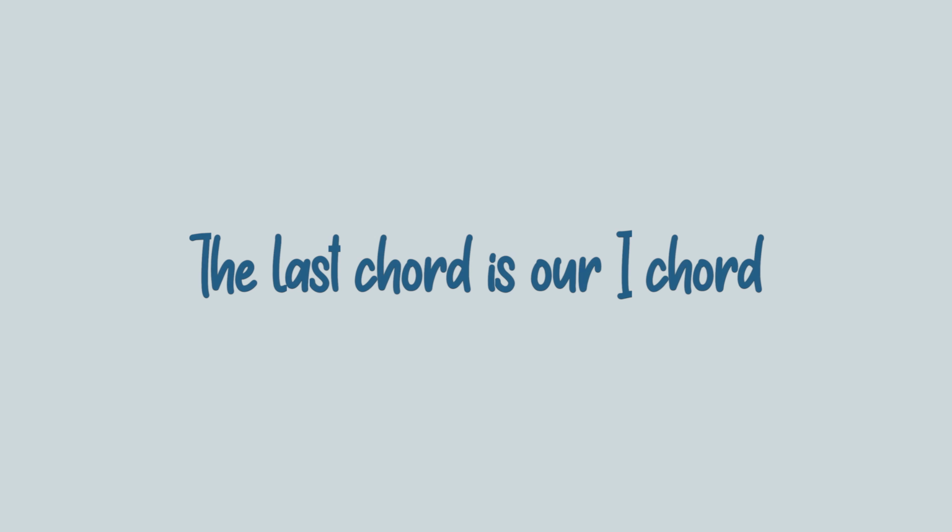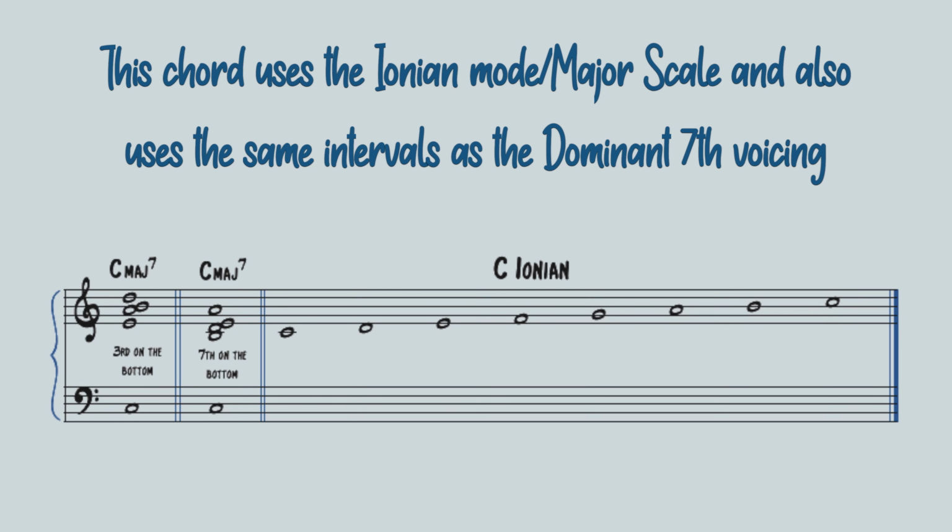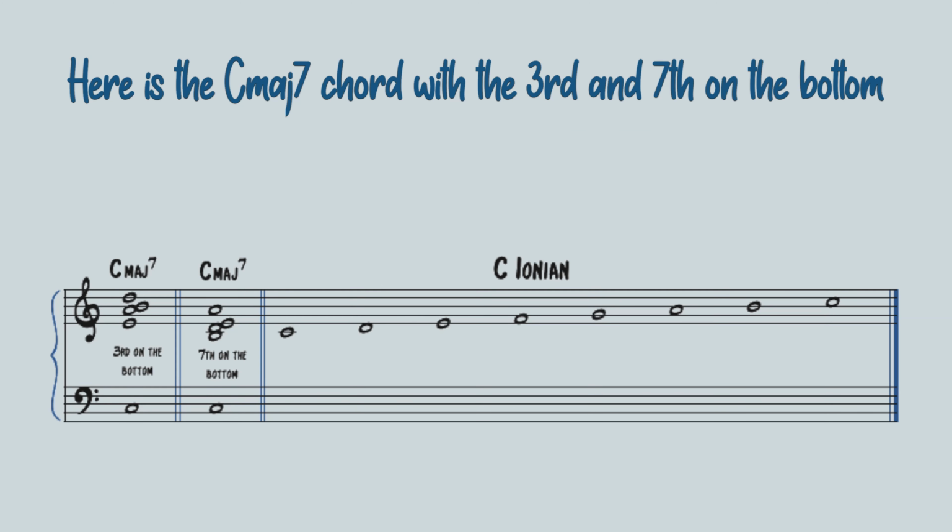The last chord is our 1 chord. This chord uses the Ionian mode, or major scale, and also uses the same intervals as the dominant 7th voicing. Here is the C major 7 chord with the 3rd and 7th on the bottom.